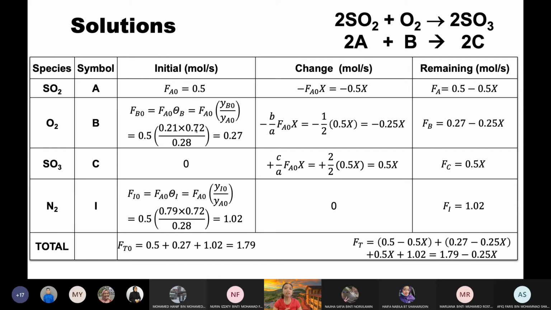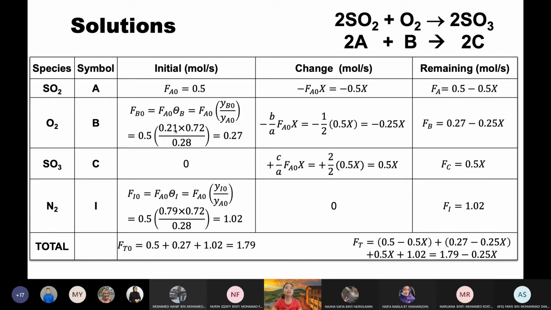Kamu kena ingat, 21% ni bukan untuk keseluruhan sistem. 21% ni hanya dalam air itu sahaja. Kalau kita nak tahu berapa oksigen in terms of the entire system fraction dia, you have to multiply with 0.21. So it become 0.21 multiply with 0.72. Baru kamu tahu fraction oxygen for the entire system.